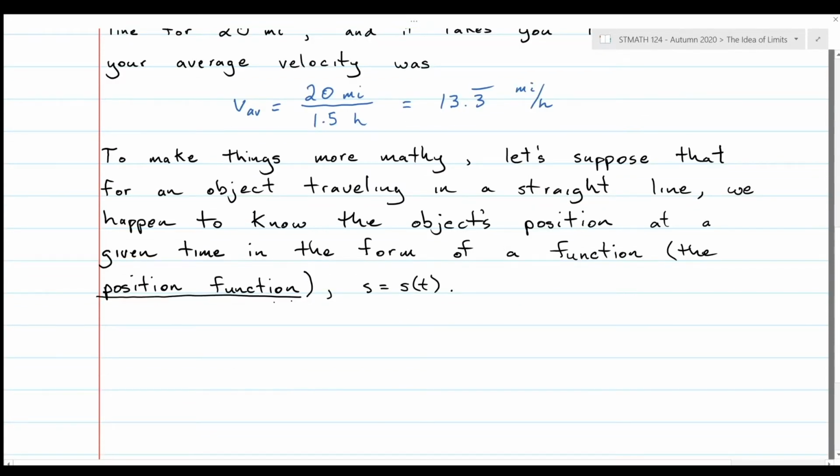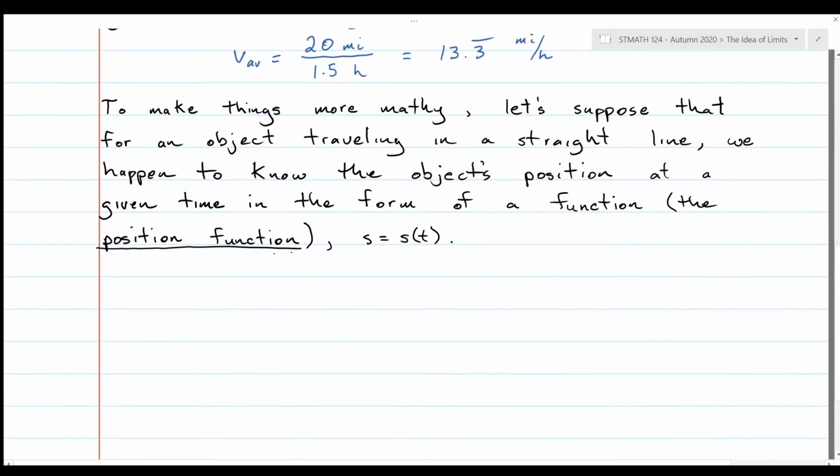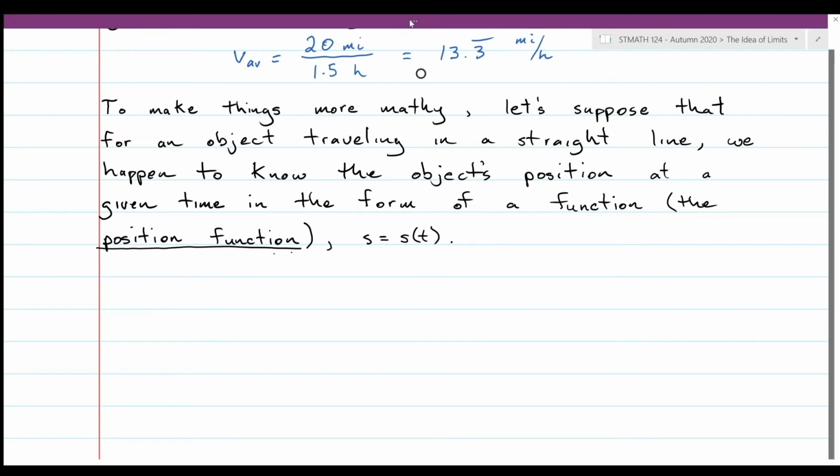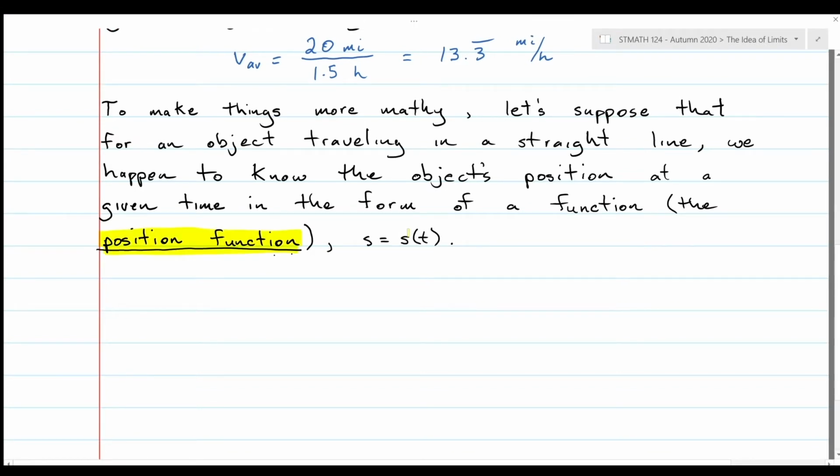Okay, so now we want to make this a bit more mathy. You come to this class with a lot of knowledge about algebra and trigonometry, and in particular functions are going to be the basic mathematical object we work with in this class. And so let's suppose that we've got a function that's keeping track of the position on the number line of the object that is traveling in a straight line. So in other words, let's suppose that we've got ourselves a position function. It's customary to denote the position function with an S. I don't know why.